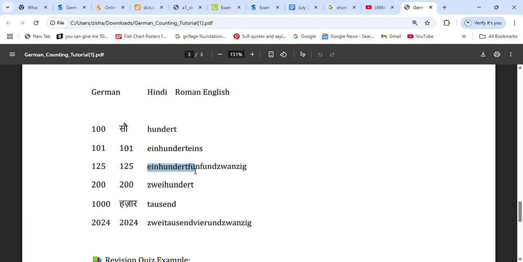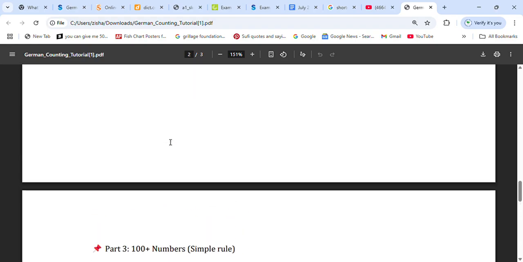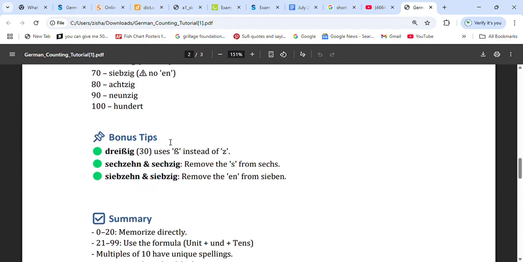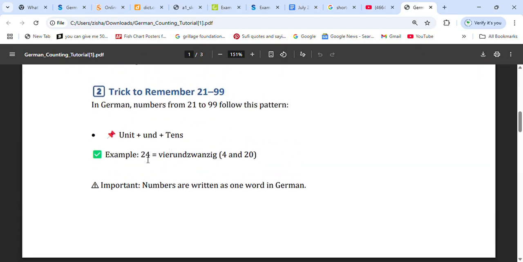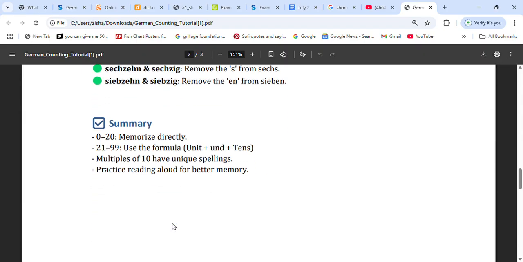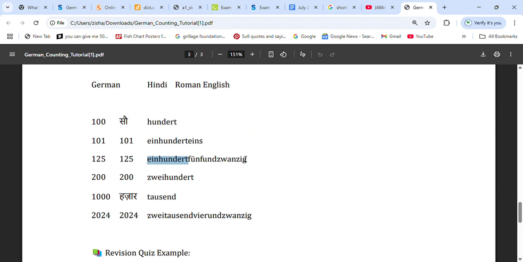So 100 is hundert. Now you have to speak 25. What is the pattern of 25? The same pattern as 24, vierundzwanzig. So 25 is fünfundzwanzig. Clear? 125 is hundertfünfundzwanzig. If you have to say 126, it is hundertsechsundzwanzig. For 127, you say hundertsiebenundzwanzig. Clear?